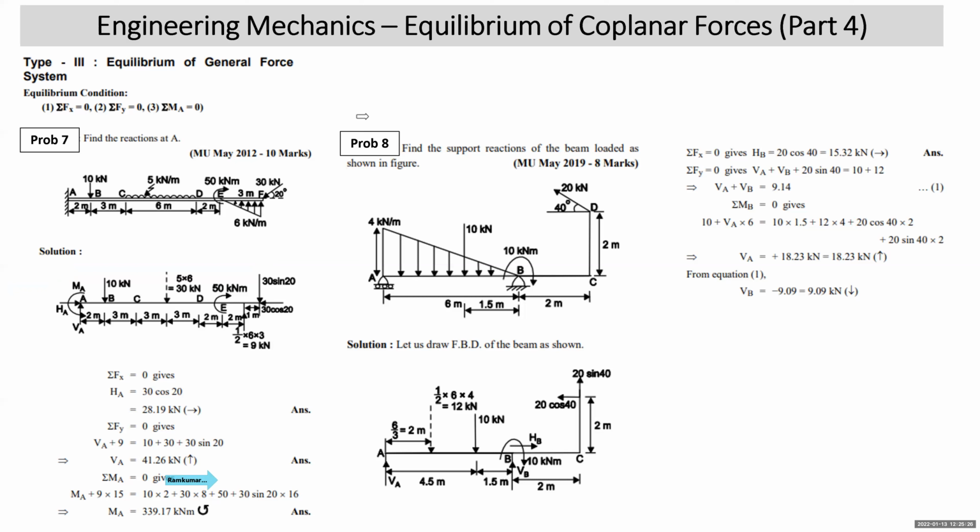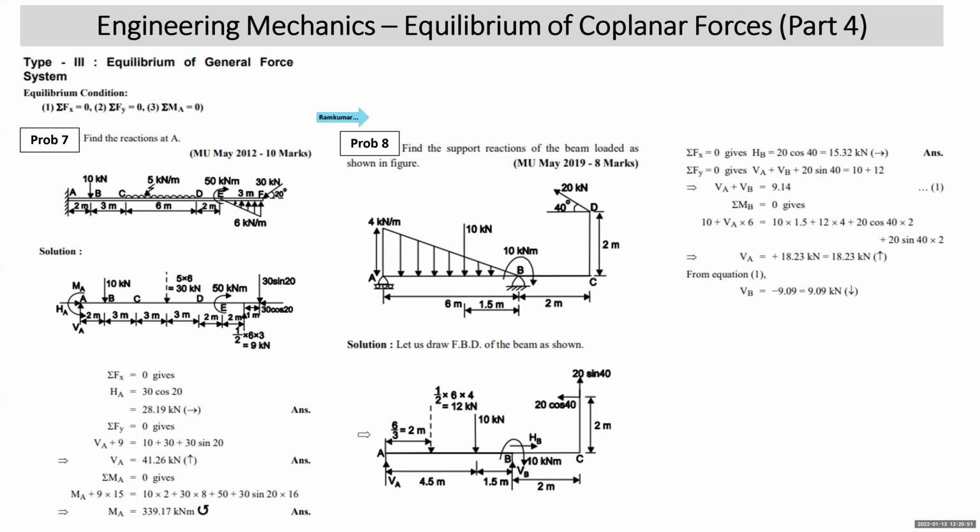Then we move to the next sum, that is problem number 8. Again, we are taking many problems on identical concepts because the type is very important. Problem number 8: find support reactions of the beam loaded as shown in the figure. You are given a beam in which one part is horizontal and another part CD is vertical. It's one piece, so we have to draw the free body diagram of the entire beam as it is.